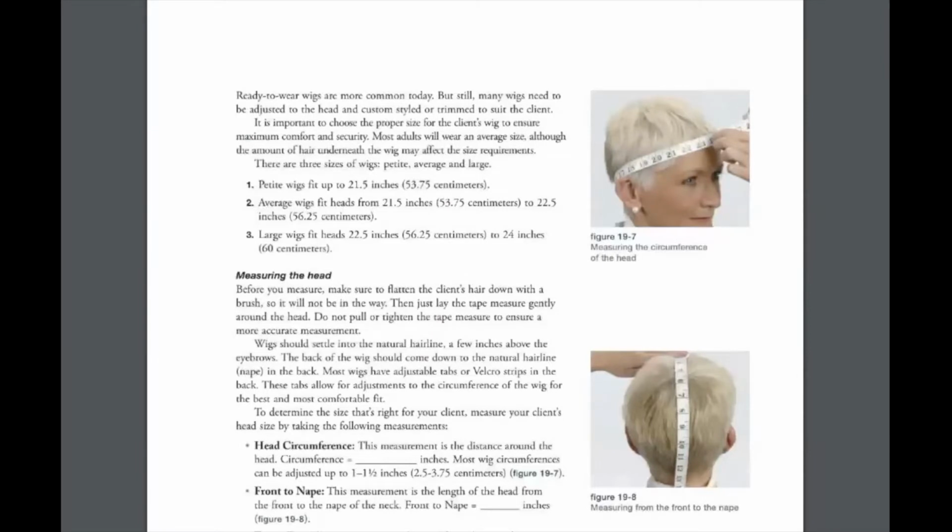When you're measuring the head, you want to take the head circumference. The measurement is the distance around the head. Most wig circumferences can be adjusted up to 1 to 1.5 inches. Then you want to take the front to nape. This measurement is the length of the head from the front to the nape of the neck.